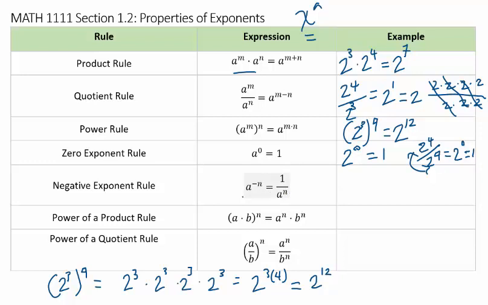The negative exponent rule: a to the negative n is equal to 1 over a to the positive n. So 2 to the negative third is the same thing as 1 over 2 to the positive third.